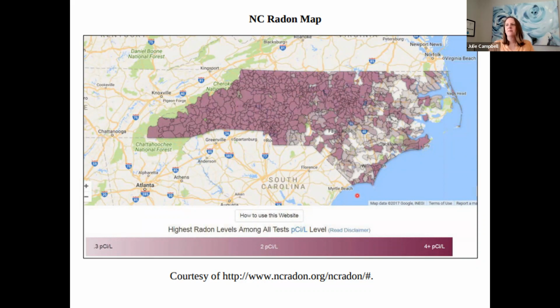So you may have your house tested and it comes back with low radon. That means absolutely nothing for your neighbor. So don't just think, if my neighbor has it tested, oh, my radon is good. Don't assume that you're good.